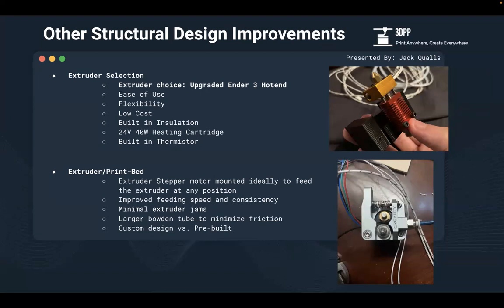It was relatively low cost, only around $30 for the entire kit, which included the thermistor, insulation, and the heating cartridge. We also chose this because of the thermistor, which worked with the SKR Pico, as well as the 24-volt 40-watt heating cartridge, which is exactly the values that we needed, compatible with our design and the PCBs.